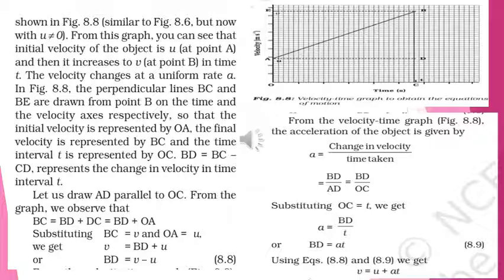So from the velocity-time graph, the acceleration of the given object is given by A is equal to change in velocity upon time taken. So what is the change in velocity?